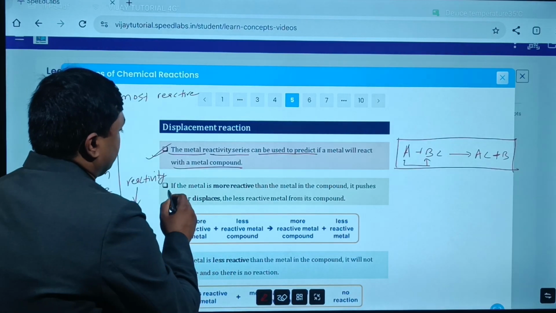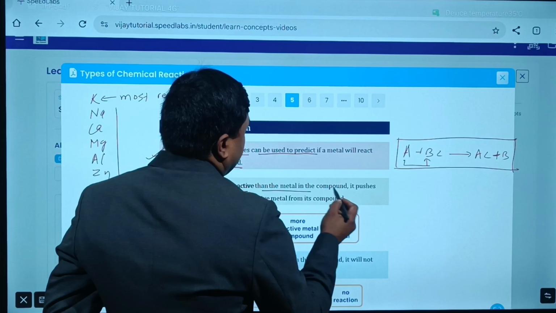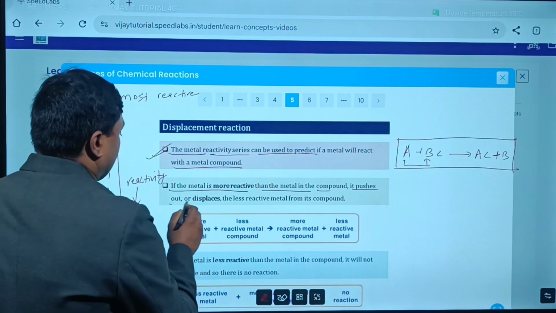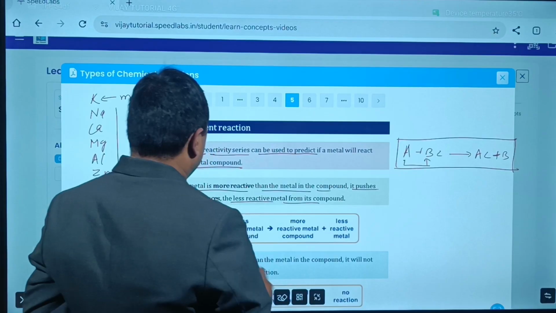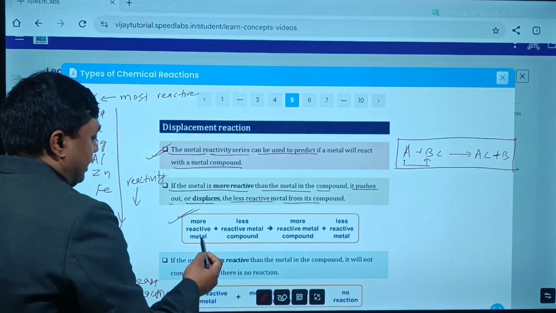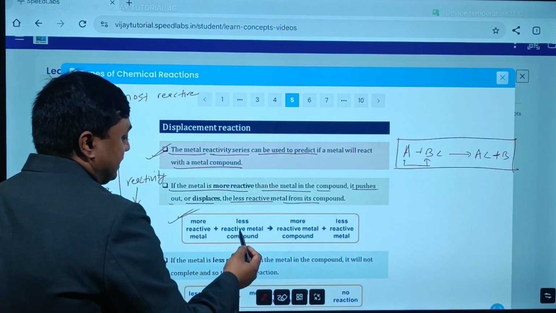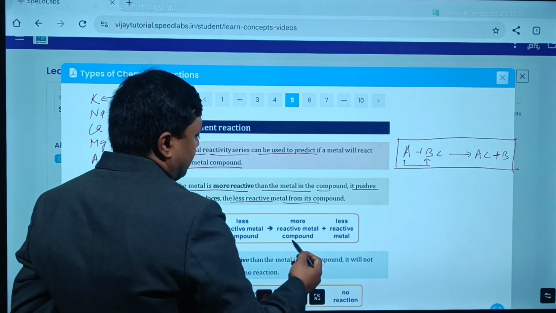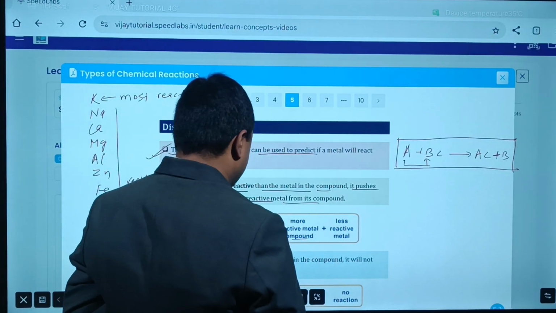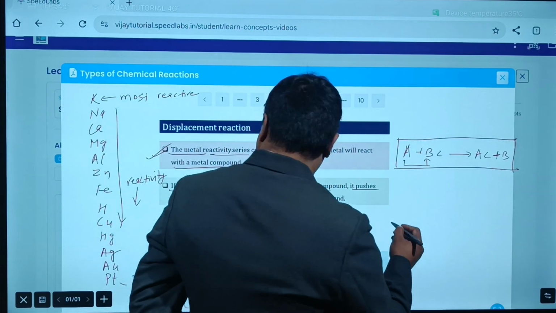Okay, so if a metal is more reactive than the metal in the compound, it pushes out or displaces the less reactive metal from its compound. So we can write it like a flow chart: more reactive element plus less reactive metal compound gives rise to more reactive metal compound plus less reactive metal. Okay, let's take one example.